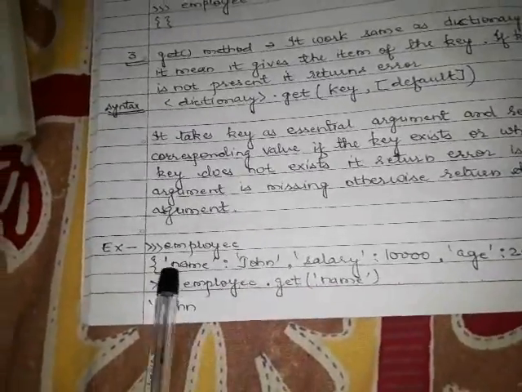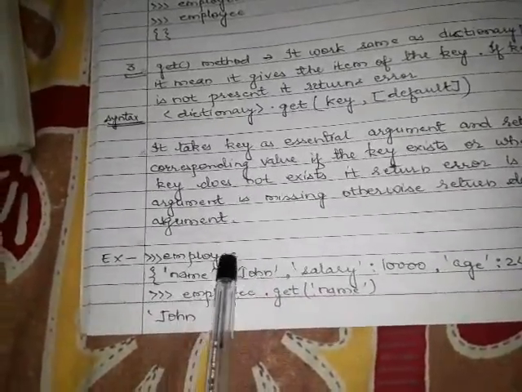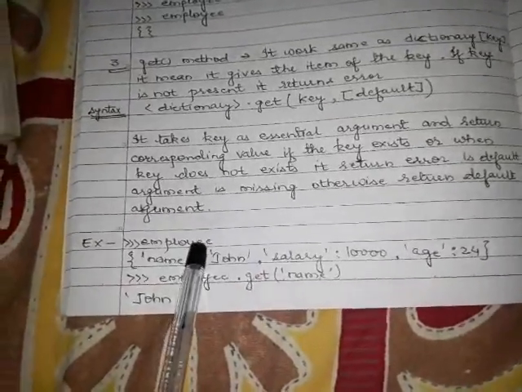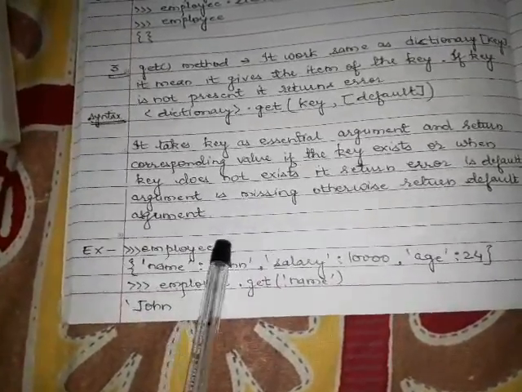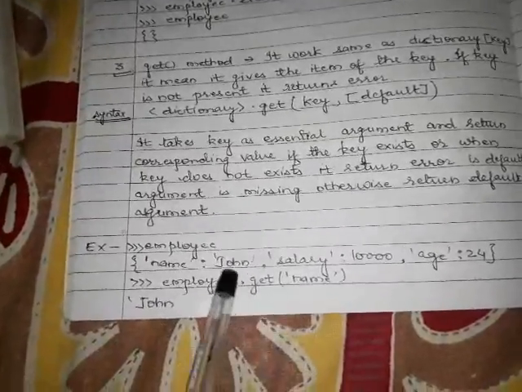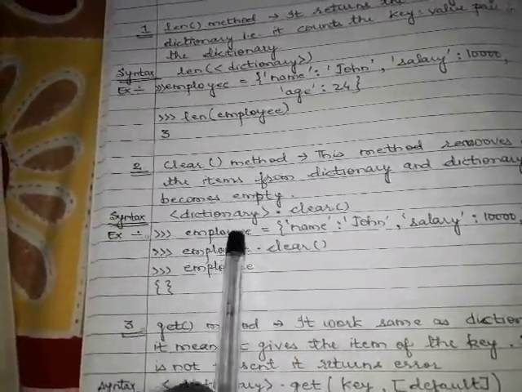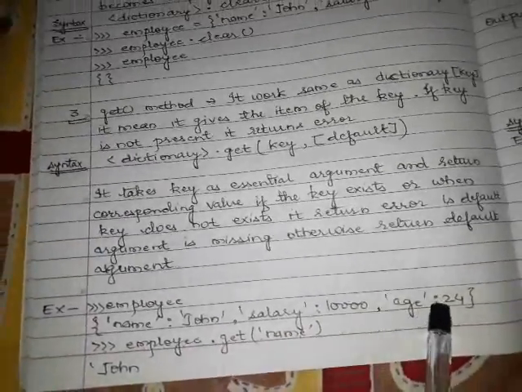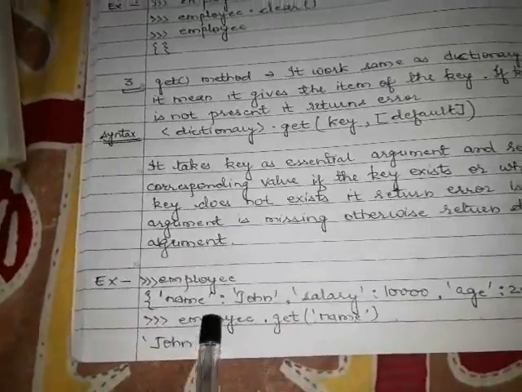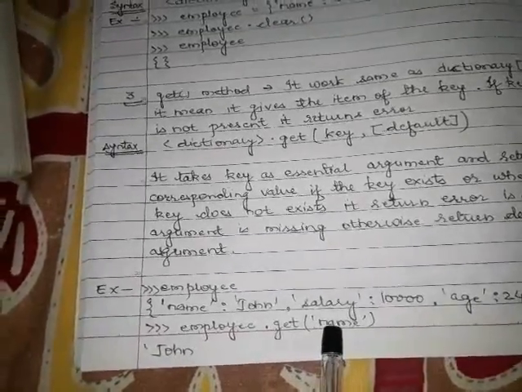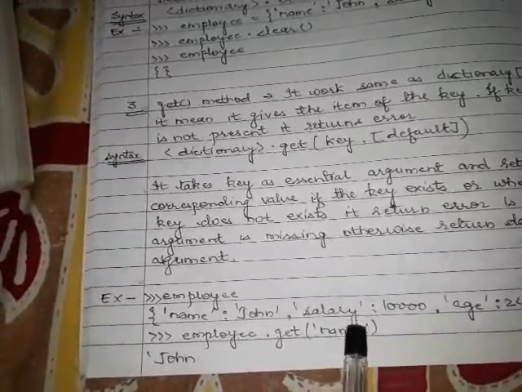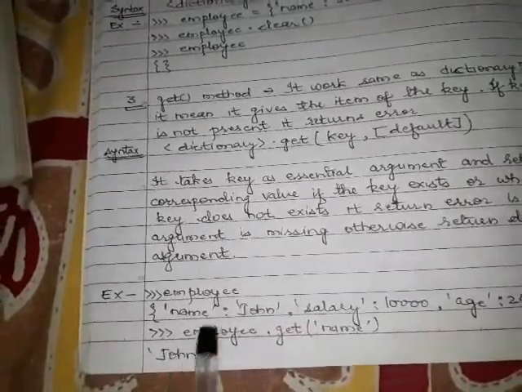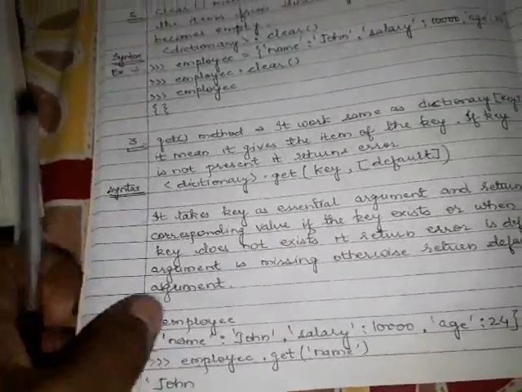Suppose we have already created employee dictionary, so no need to again initialize. And if you are writing this first time, so you have to declare employee dictionary with the help of these statements. When we check employee like this, it will display all our values. Now when I write employee dot get name, name is a key, so it is present in our dictionary, so it will return the corresponding value which is John.